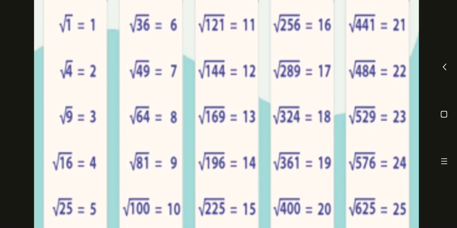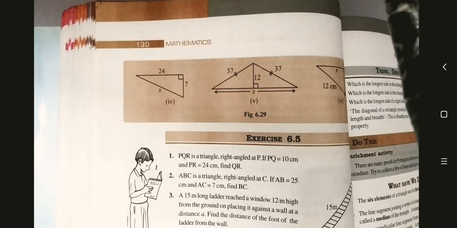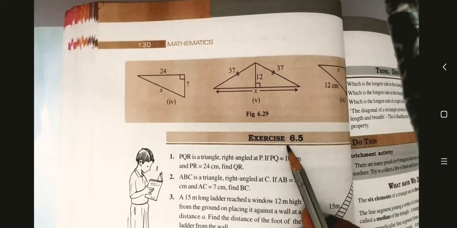Now this is a table consisting of the square roots of numbers till 25. Make sure you learn them. It is always better to learn it because it really helps. Now let's begin the exercise 6.5.